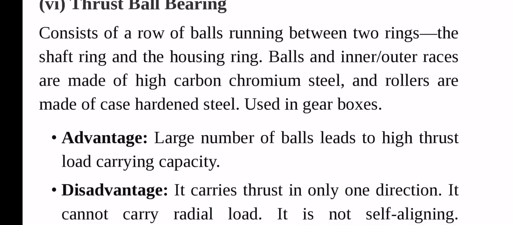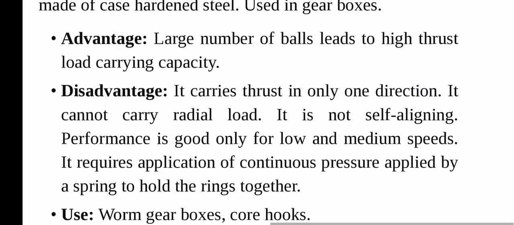Thrust ball bearing consists of a row of balls running between two rings, the shaft ring and the housing ring. Balls and inner and outer races are made of high carbon chromium steel and rollers are made of case hardened steel. Used in gearboxes. Advantage: large number of balls lead to high thrust load carrying capacity. Disadvantage: it carries thrust in only one direction.